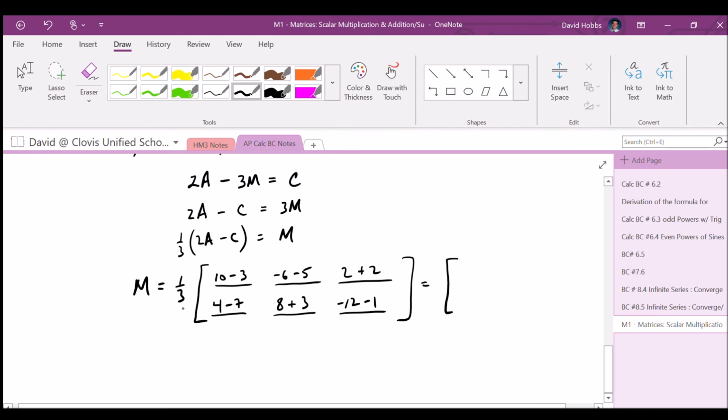And so we can see that we're going to have 1/3 of 7. No decimal approximations. 1/3 of negative 11, 1/3 of 4, 1/3 of negative 3, 1/3 of 11, and 1/3 of negative 13.